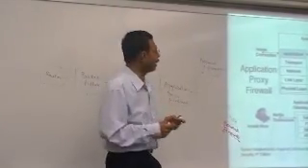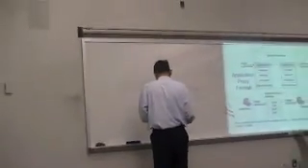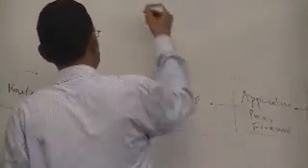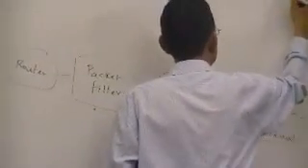Okay? Now, let's get back to this application proxy. There are two kinds of application level firewalls. One is called the proxy firewall, and then you can also have what's called a reverse proxy.